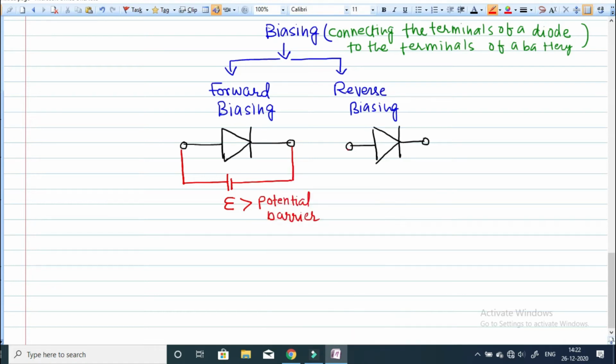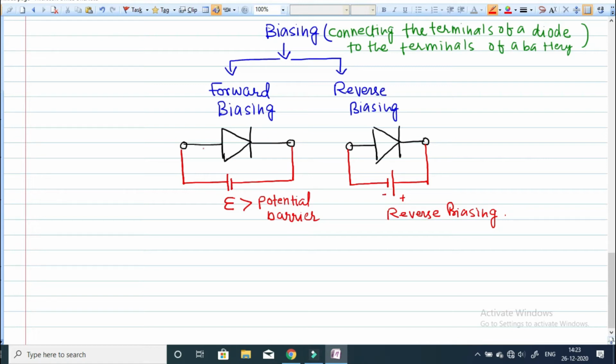In case of reverse biasing, the p-type semiconductor is connected with the negative terminal of the battery, and the n-type semiconductor is connected with the positive terminal of the battery, negative, positive. Then this process is known as reverse biasing. So these are the two types of biasing. Now we will study the forward biasing and reverse biasing of the PN junction diode in detail.